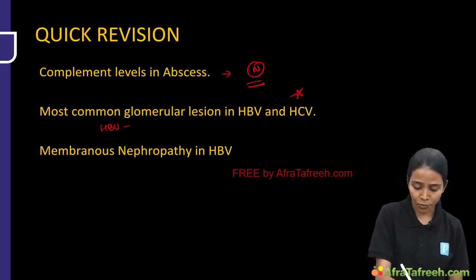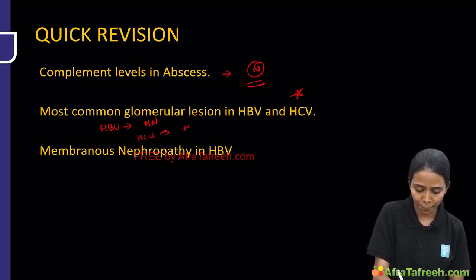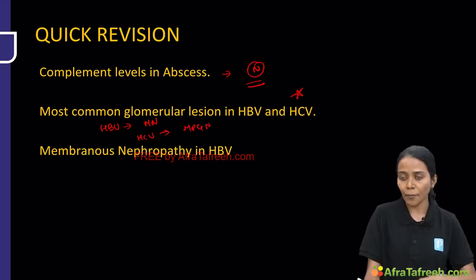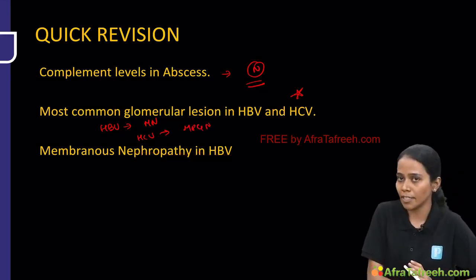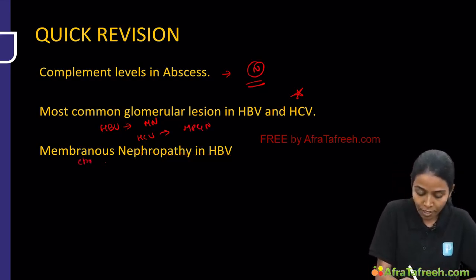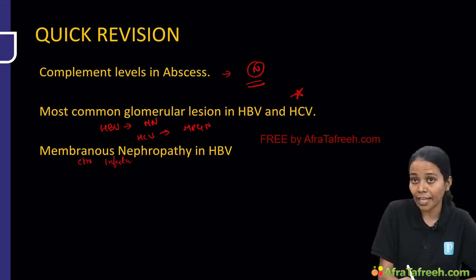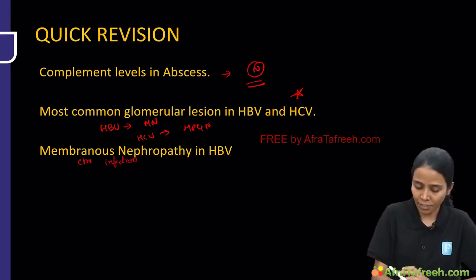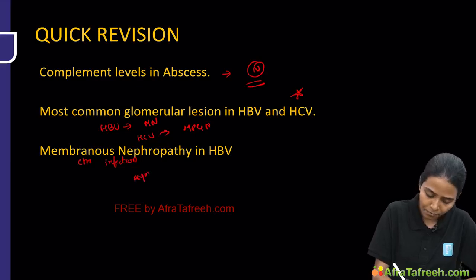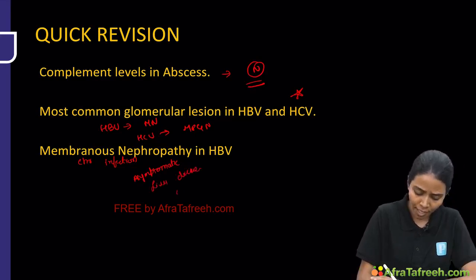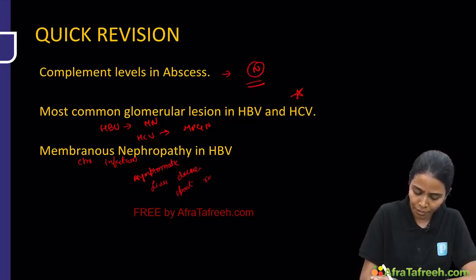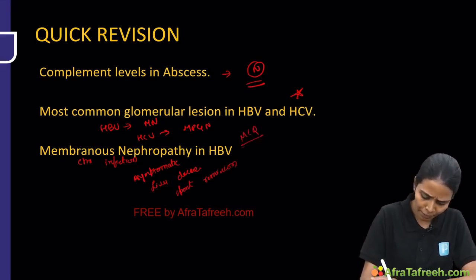In HBV, it is going to be membranous nephropathy, and in HCV, it's going to be MPGN. So, membranous nephropathy in hepatitis B is generally seen in patients with chronic infection, which is most common in children than in adults. In children, it can generally be asymptomatic. They can also present with nephrotic syndrome. Liver disease is going to be very mild, and they're going to undergo spontaneous remission. So, this has been asked as an MCQ multiple times.